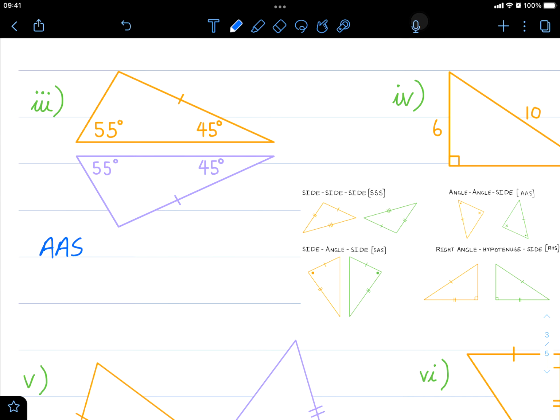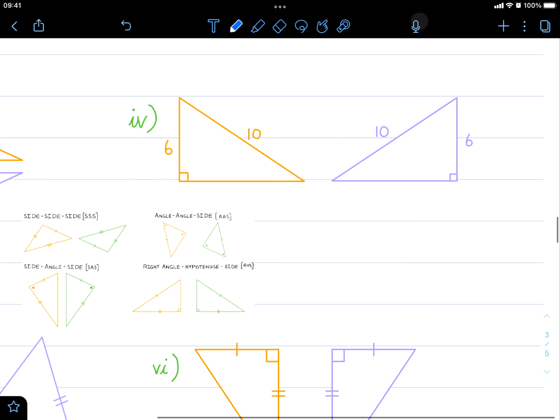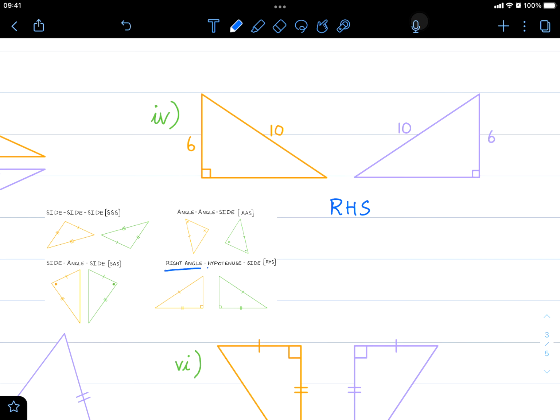For this one, let's take a look. Hopefully you can already see it. We have a right angle. We have the hypotenuse. They're both 10. And the given side in the same position is a 6. So that there is RHS. Right angle, hypotenuse, side.